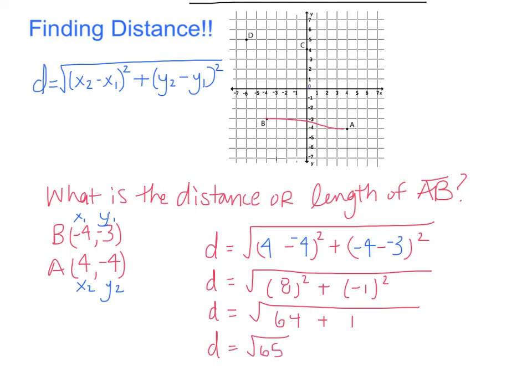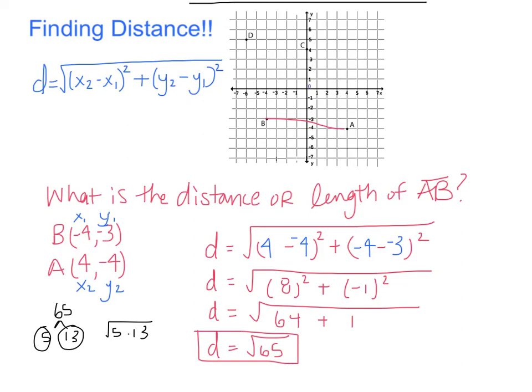Now before I can put a box around this and say, yes, this is the length, I have to check if this is simplified. So I'm going to go ahead and take 65, and I'm going to break it into its factors. Its factors are 5 and 13, both prime numbers. Are there any pairs inside of 65? No, there aren't. That means that the square root of 65 is simplified, and that this is the actual length.